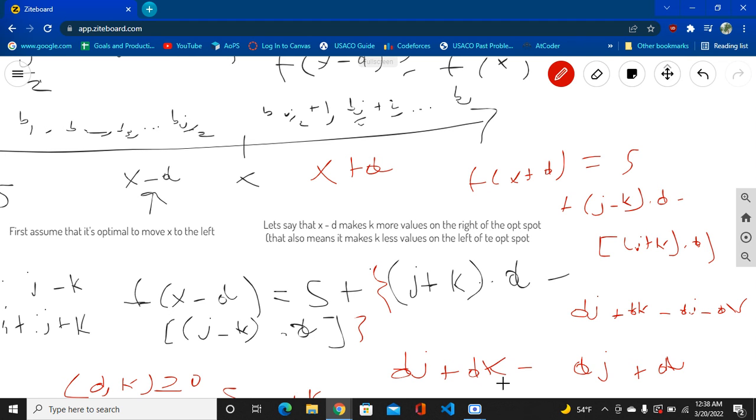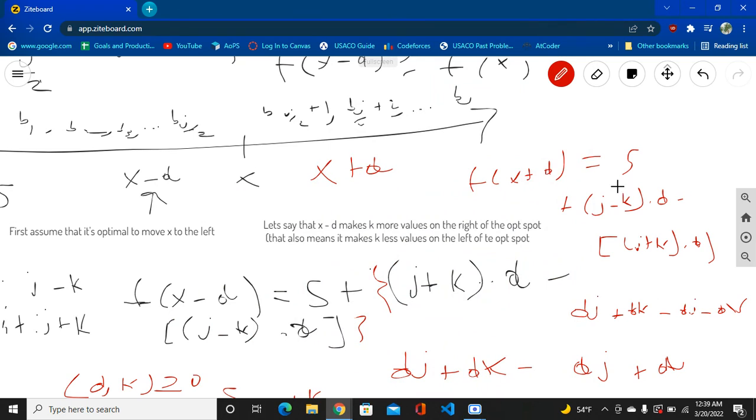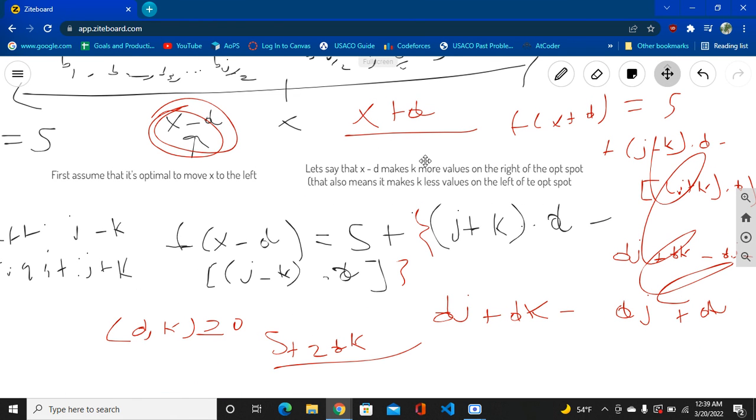I'm sure I did something wrong. Actually, I think I messed up the equation here. I'm too lazy to fix that up, and I also have to sleep soon. But anyways, since the distances are symmetric, you could also do the same thing with the x plus d case.